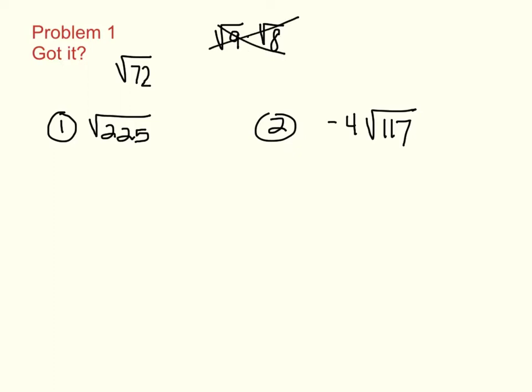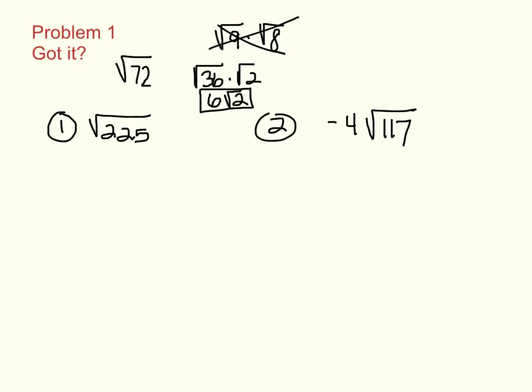So 72, the biggest factor that you can take the square root of would be 36. The square root of 72 can be broken down into the square root of 36 times the square root of 2. Now simplify it. The square root of 36 is going to give you 6. The square root of 2 you cannot do. So my answer would be 6 times the square root of 2.